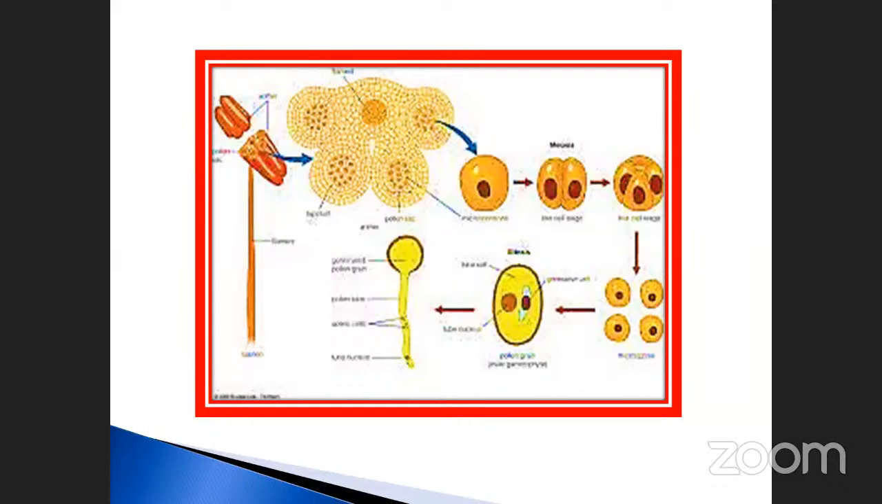The diagram is not clear, but just note it, and I will show you another slide that is very clear. This outermost layer is called exine. It is very thick in nature. Inside, there is a wall that is called intine. There are 2 nuclei: one is called the generative nucleus, and another one is called the tube nucleus.